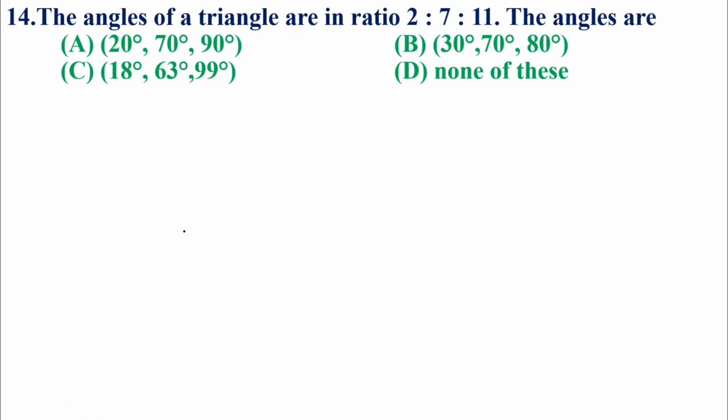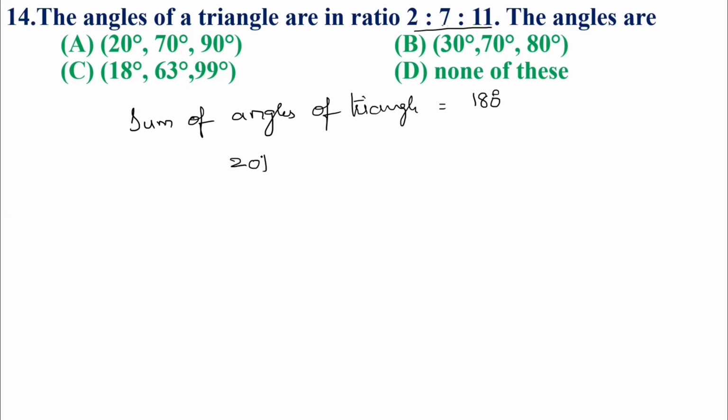The angles of a triangle are in the ratio of 2, 7, 11. The sum: you have to add 11 plus 7 is 18, 18 plus 2, 20. So 20 parts they have given 180. Why 180? Sum of the angles. So one part will become 9. Then 2 parts is 18. Then 7 parts 63. 11 parts 99.